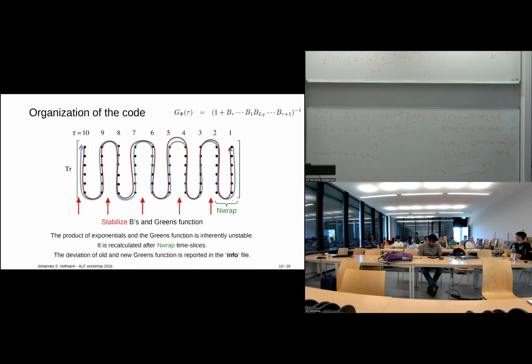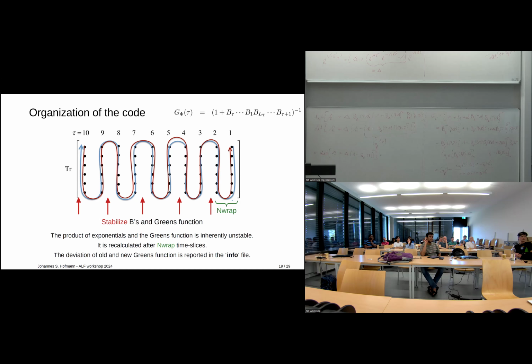So I was wondering, if you propagate your Green's function, of course, at some point you will get some deviation. And if you're in the phase where you want to define your nrep, and you start a simulation, are there measures taken in ALF that you would get an error message if the deviation is too large?